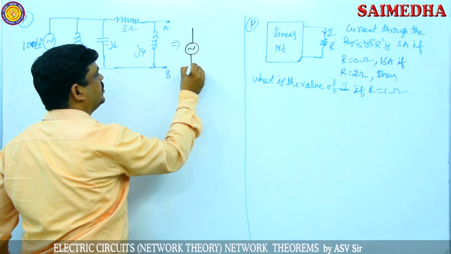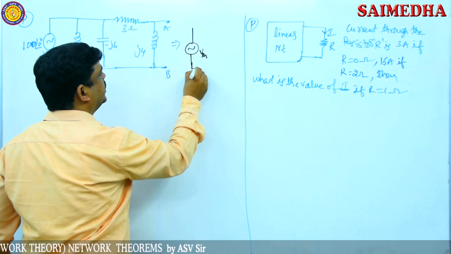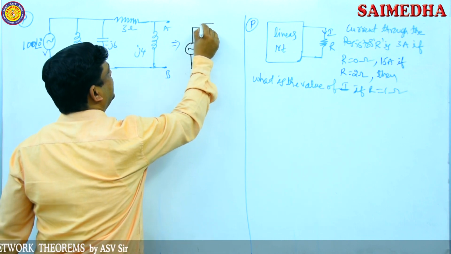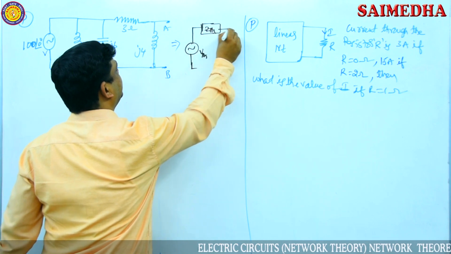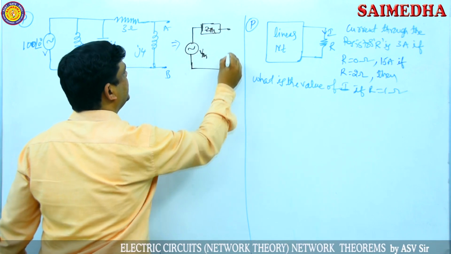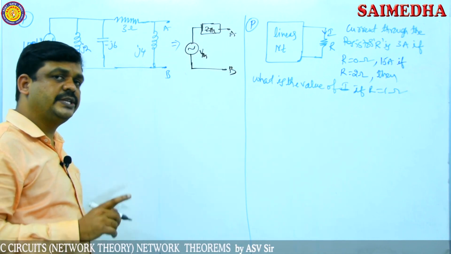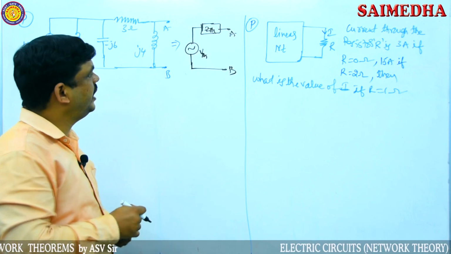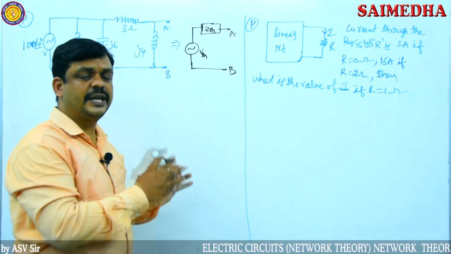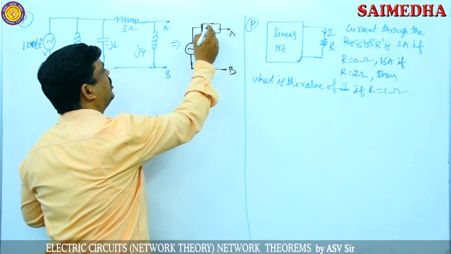Now it's an AC source, so we have to draw an AC source here: Thevenin's equivalent voltage and impedance. The impedance acts as Z Thevenin. So the complete circuit is replaced with the Thevenin's equivalent circuit, which consists of one voltage source and one impedance, both in series. Here I wrote impedance because the circuit is an AC circuit. If the circuit is an AC circuit, here you have to write impedance.